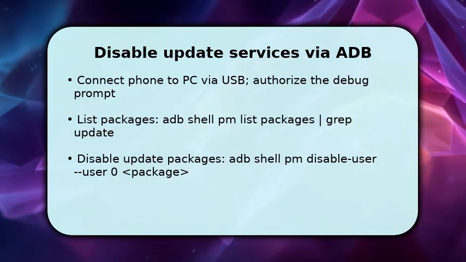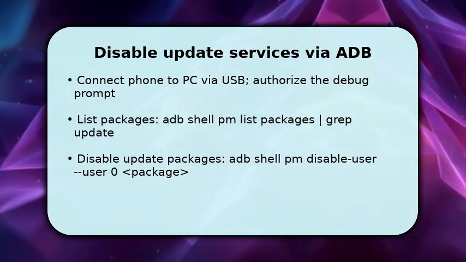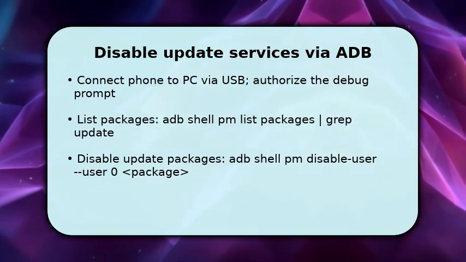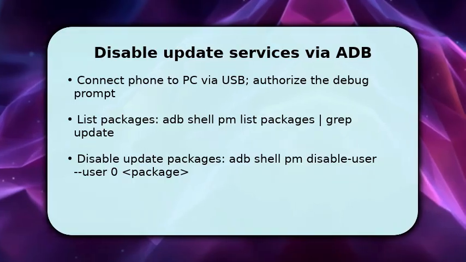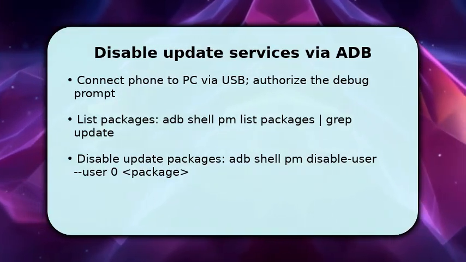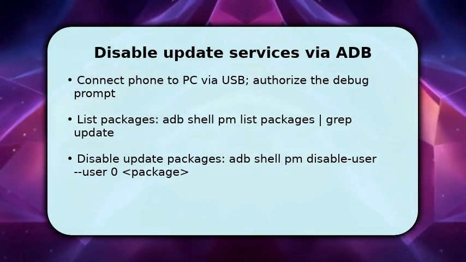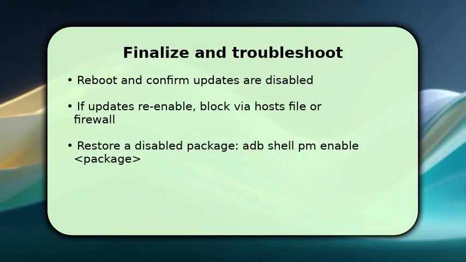Once identified, run adb shell pm disable-user --user 0 <package name> for each update-related package. This stops the system from triggering downloads and installs. Take it one package at a time and verify the service no longer runs. Finish by rebooting the device and checking settings for any active update prompts.